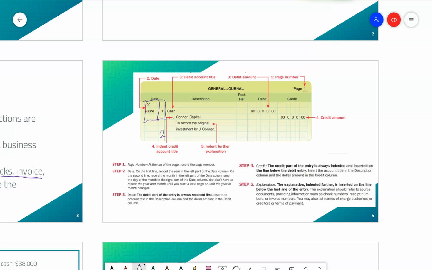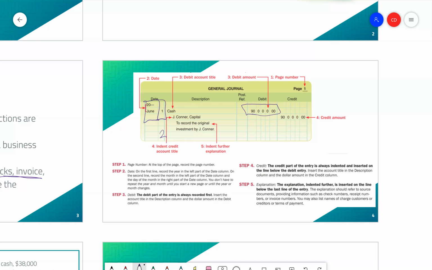Okay, the description column, this is where the actual debits and credits are recorded. Now if you recall, I kept telling you write the debit first, write the debit first, write the debit first. That's because in the journal, the debit gets recorded first. Okay, so the account to be debited is written. Notice that it is flush against the left side. It's all the way over. And then the amount for the debit is listed in the debit column like you see here.